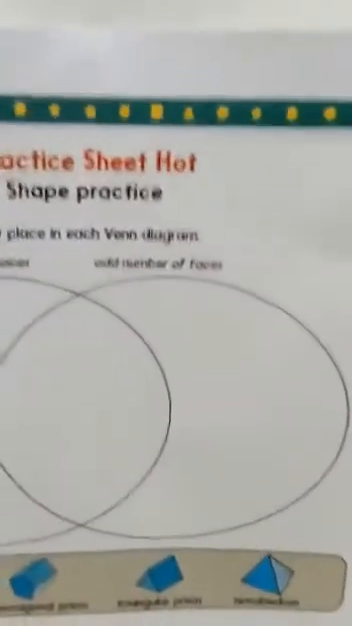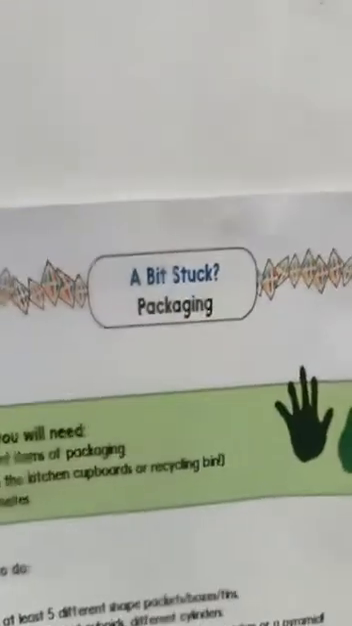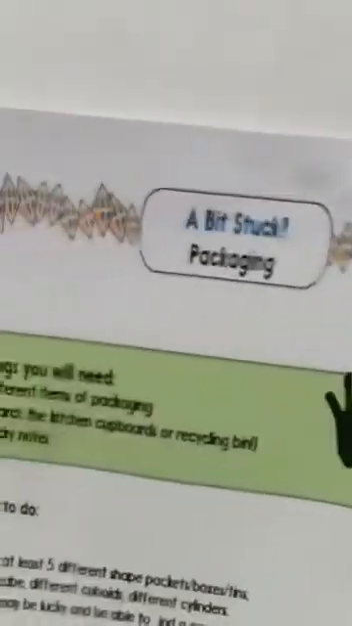So for the mild practice sheet, there are 2 sides, and in the hot practice sheet there are 2 sides as well, so see how you can get on with that. The next thing, if you are a little bit stuck, you can follow this.